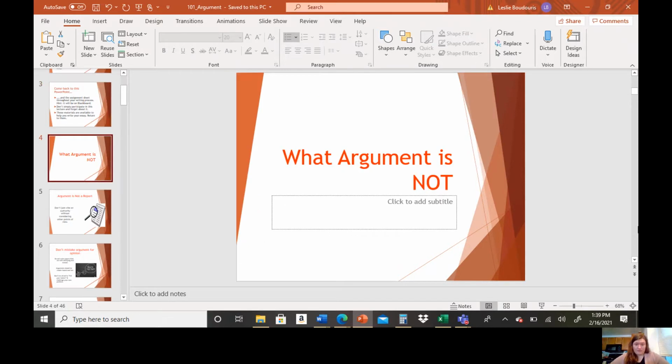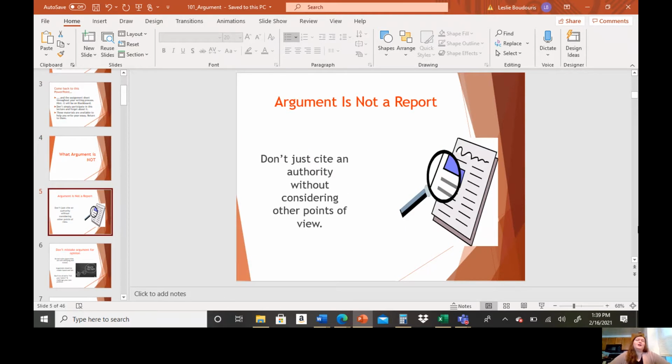Now I'm going to talk a little bit about what argument is and isn't. An argument is not a report. Sometimes I have read essays that are what I call a data dump, which is just information piled into a paper, and there's no voice from the actual author. There's no analysis. It's just source after source, or quote after quote. I should be able to see your own ideas and thoughts.